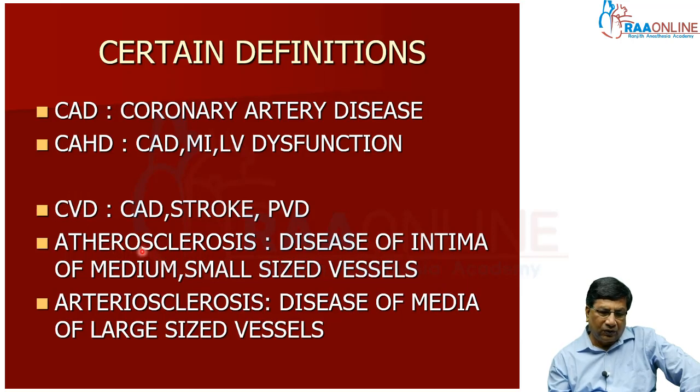Then you must also know the difference between atherosclerosis and arteriosclerosis. Atherosclerosis is a disease of the intima, which we are going to see in detail in this lecture. The vessels involved are the medium-sized conduit vessels like coronary vessels, cerebral vessels, the renal vessels, mesenteric vessels. These are all called conduit vessels because they are medium sized. They have significant smooth muscle cells in their media, and it may also involve micro-sized vessels.